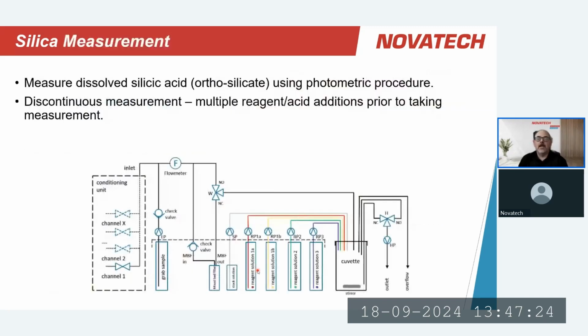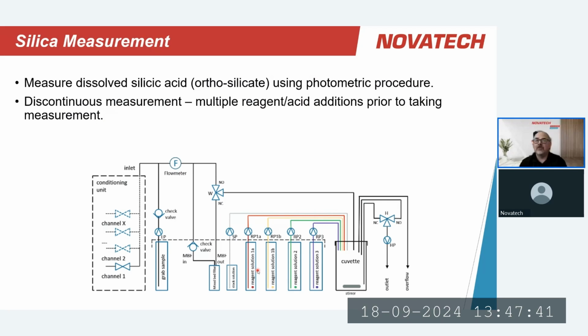How is this measurement done? Well, this is the most complex measurement that you'll see. It really is a series of reagent additions, stirring, waiting, adding the next reagent. It's a little chemistry lab in a box.